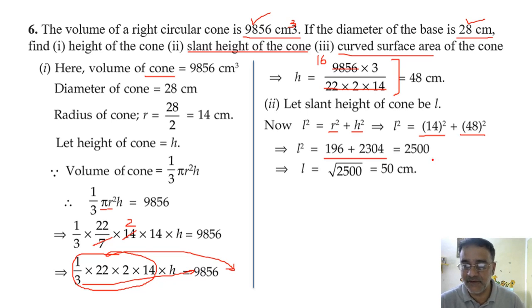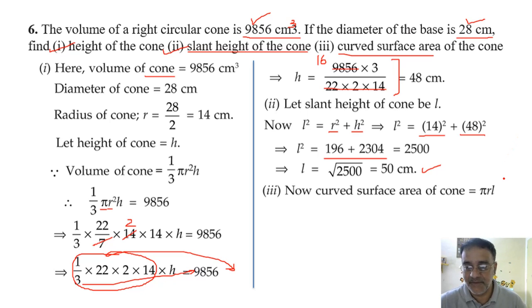50. Right, very good, 50. So this is the second answer. Okay, so we completed first and second. And now the curved surface area of the cone. What is the formula of curved surface area of the cone? Pi r l.